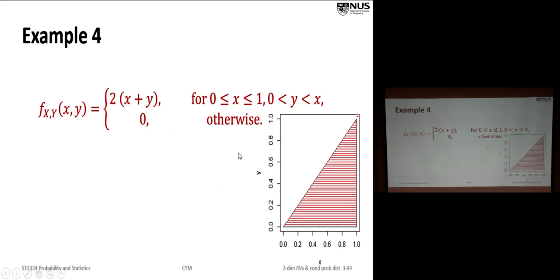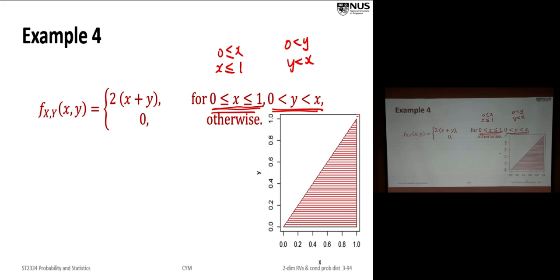Okay, so here's another example. f of xy equals 2 times (x plus y) over this range. All right? Now this is not a rectangular range. So it is represented by this triangle. How to get this region is basically you look at these 4 inequalities. Okay, if you want, you can put an equal sign. It doesn't matter for continuous random variables. So these are basically 4 lines, and the region bound by these 4 inequalities.